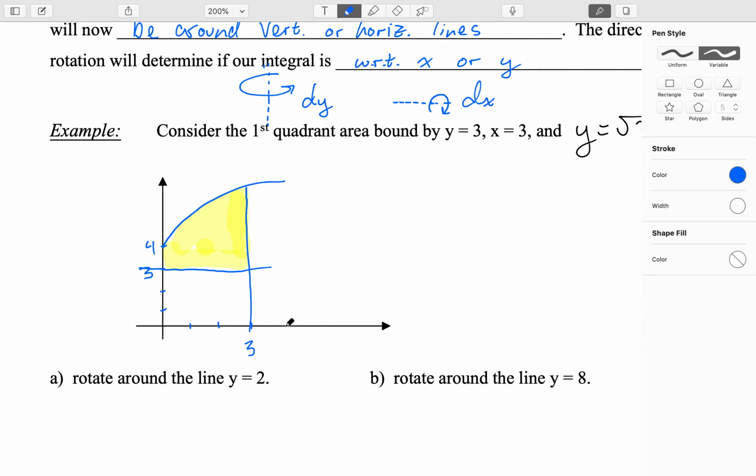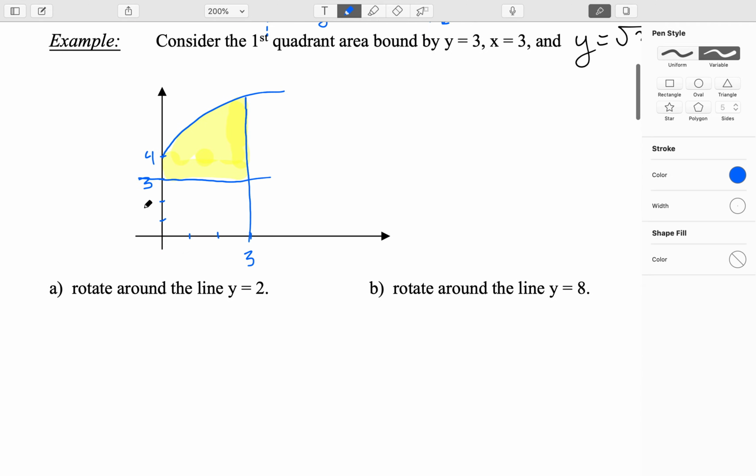So first off, we're going to rotate it around y is equal to 2. Now y is equal to 2 is a horizontal line around there. So it's not going to go around the x-axis. If it was around the x-axis, it'd go all underneath. This is going to be an empty space, and so I'm going to get a mirrored rotation. It's going to be down here.